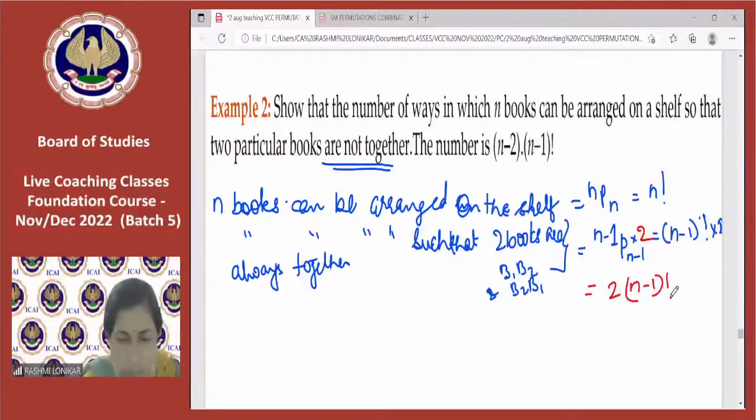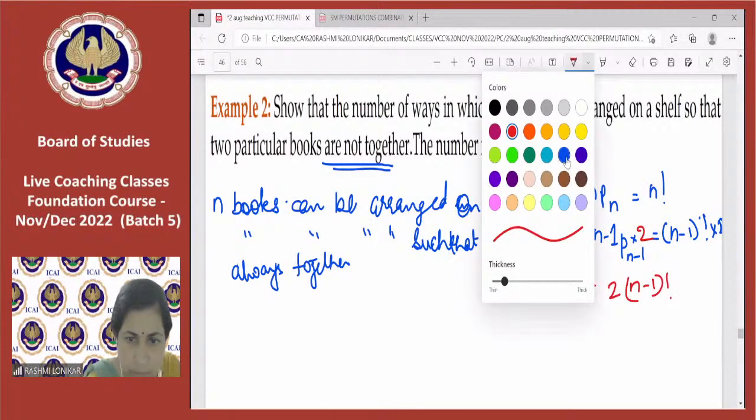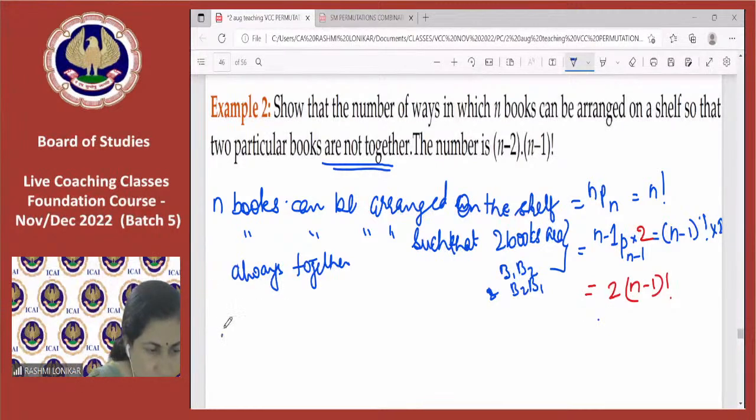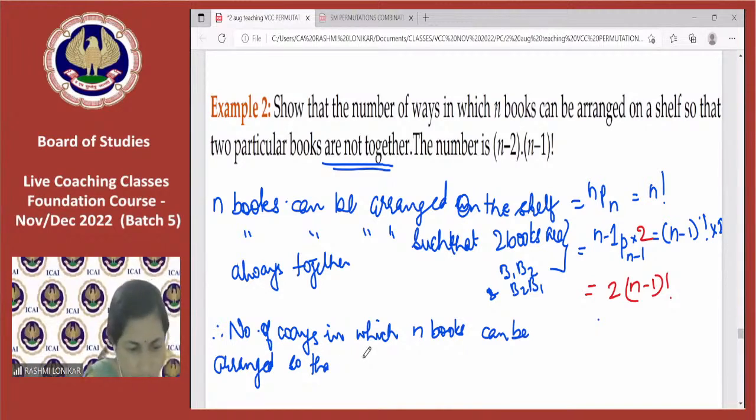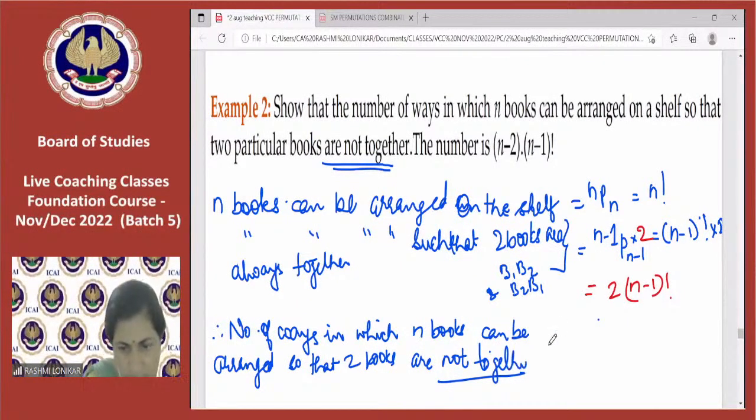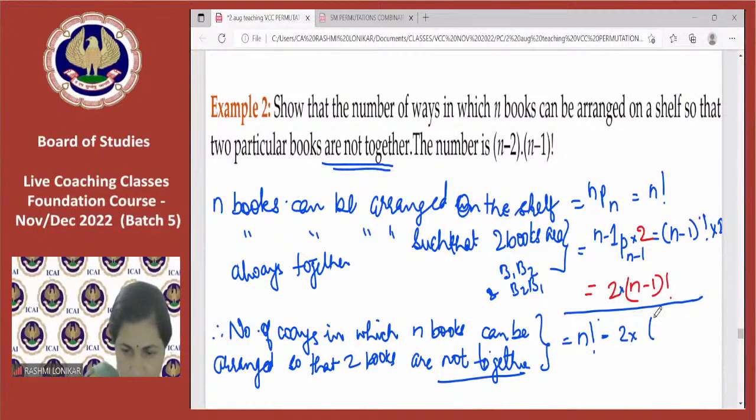So I want to subtract now. Therefore, the number of ways in which n books can be arranged so that two books are not together is equal to n factorial minus 2 into n minus 1 factorial.